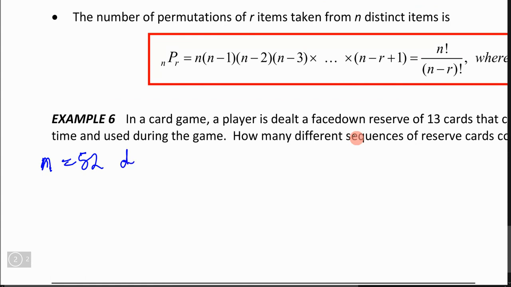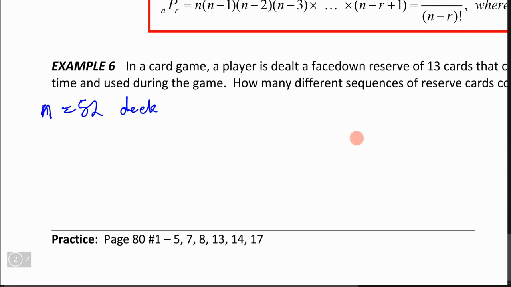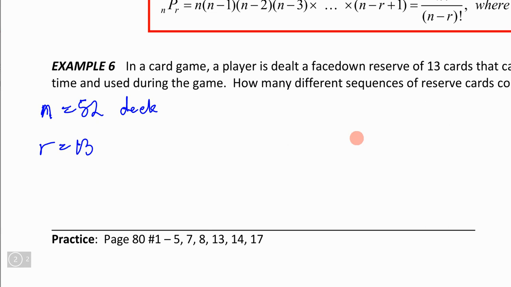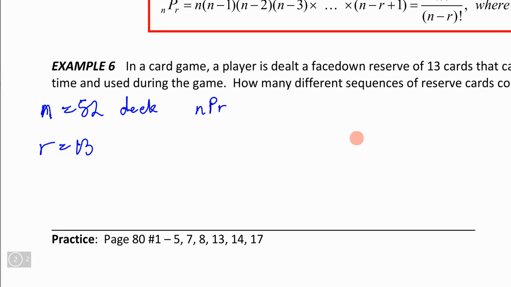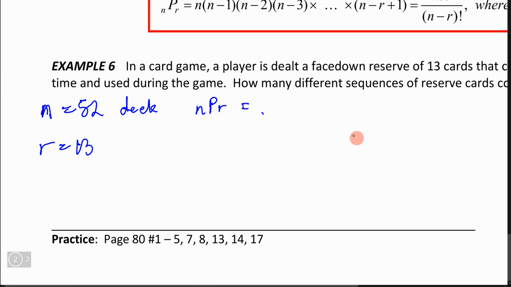A deck of 52, so 52 in the deck. My apologies, the ink is spilling here on the screen. r, we're saying, is 13, so we have 13 cards in this dealt reserve. So I'm interested in figuring out nPr. How many ways are there to arrange a deck of 52 cards in such a way that I'm choosing 13 of them?